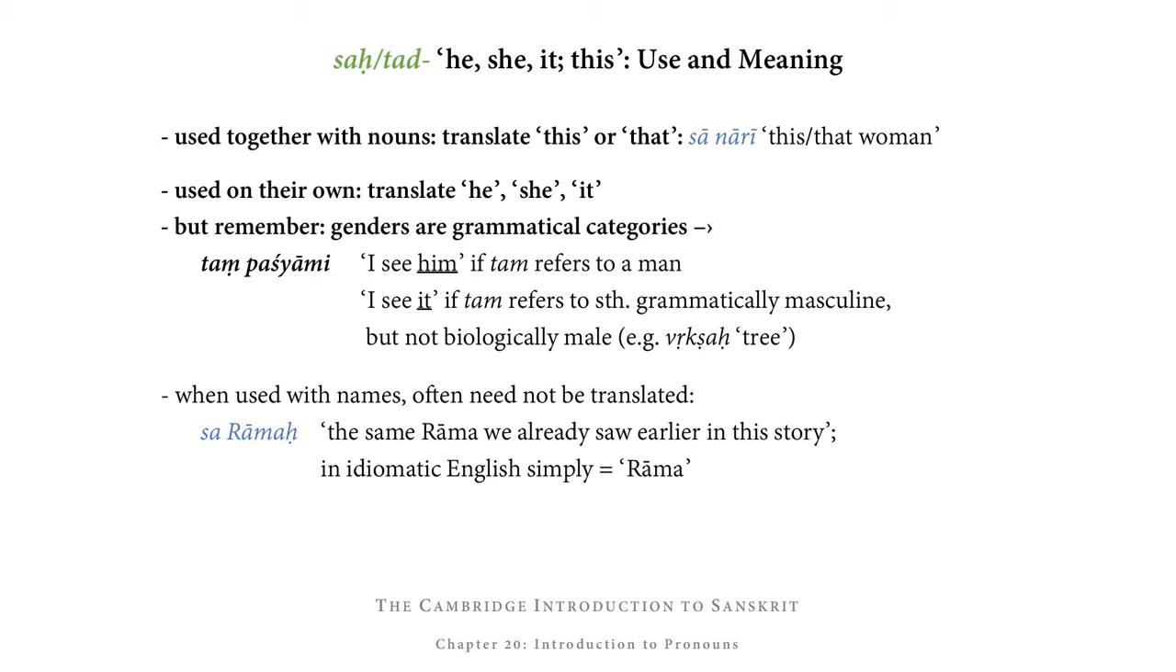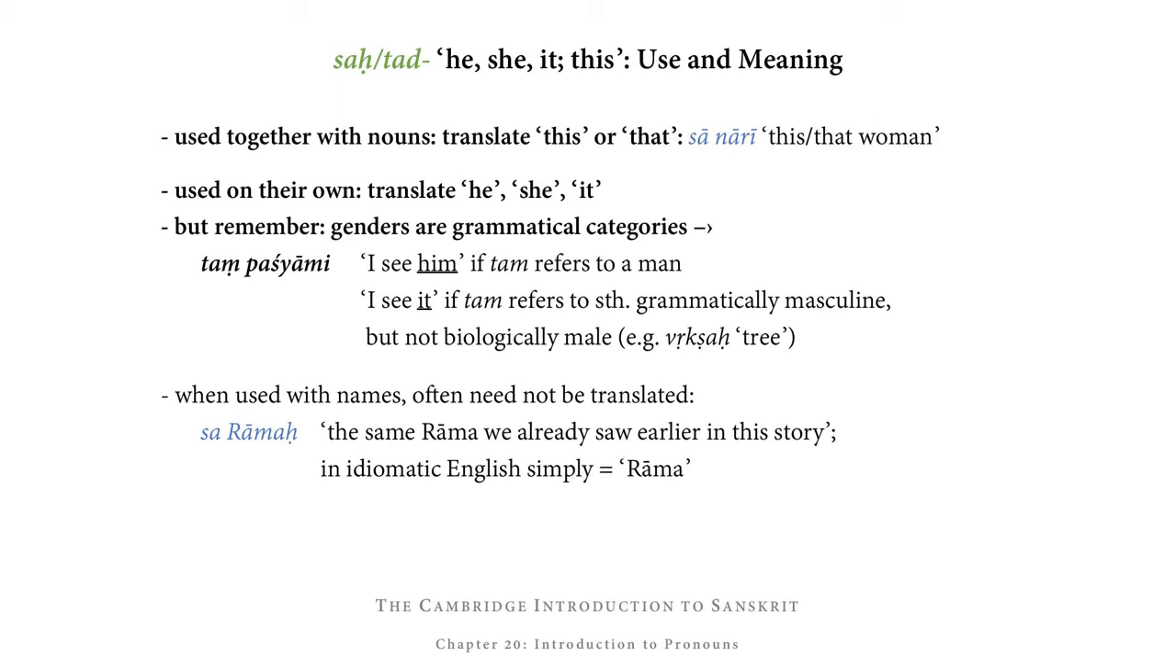Finally, the meanings of sa tad. As was mentioned earlier, this needs to be translated either as he, she, it, or as this. And it's in its use together with other nouns that it needs to be translated as this, or actually also as that. In English, there's quite a difference between this or that. Sanskrit pronouns have quite a bit of overlap here, and you need to decide from the context whether a translation as this or that is better. But at any rate, this translation as this or that is only when these forms are used together with a noun.